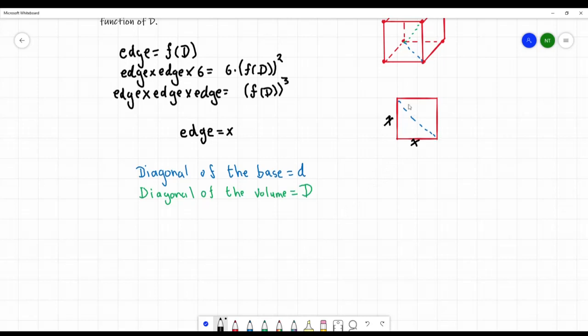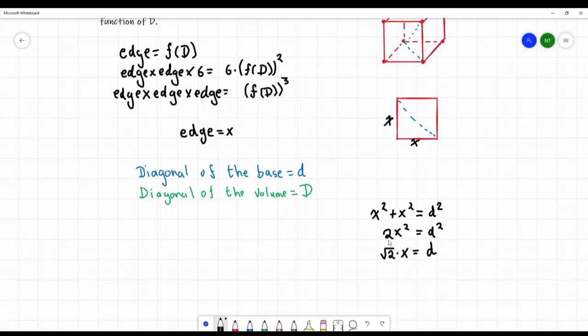So the diagonal of the base, little d, is just x squared plus x squared is equal to d squared. Okay, so this solves to 2x squared is equal to d squared. And this solves to square root of 2 times x is equal to d, right? Because I just square rooted both sides.